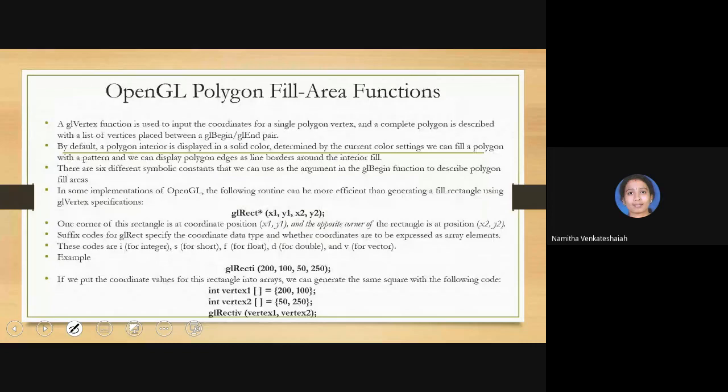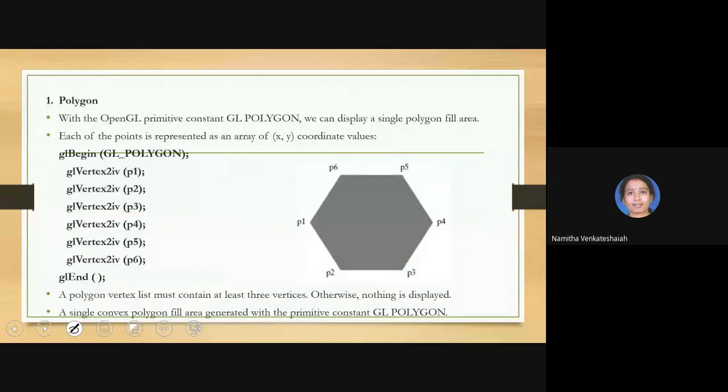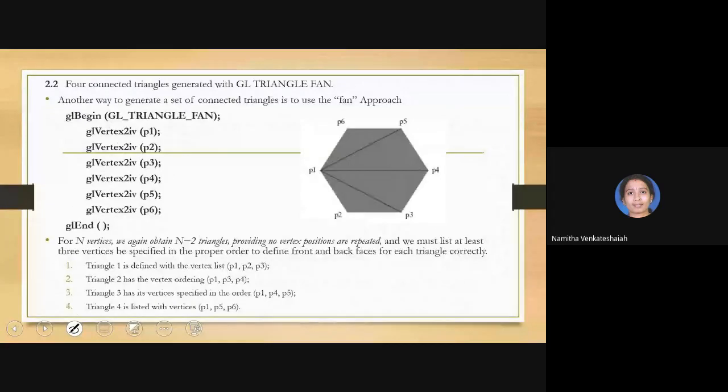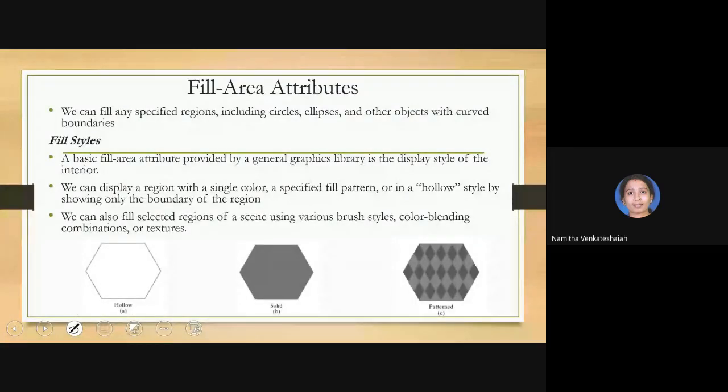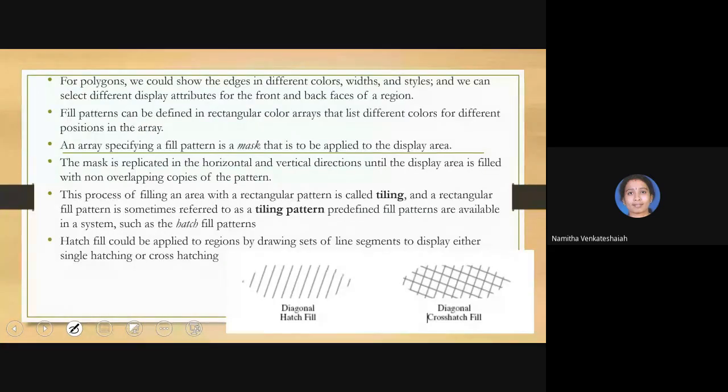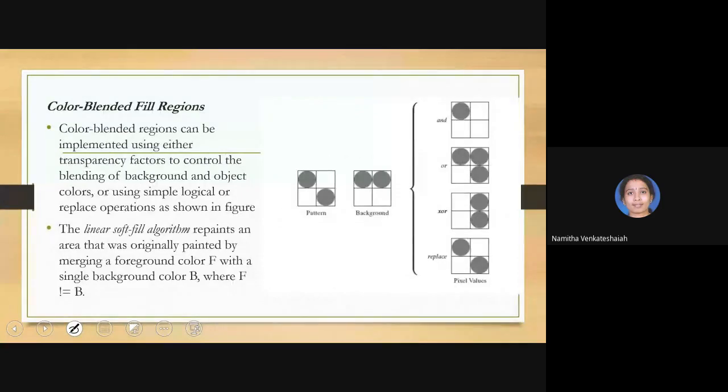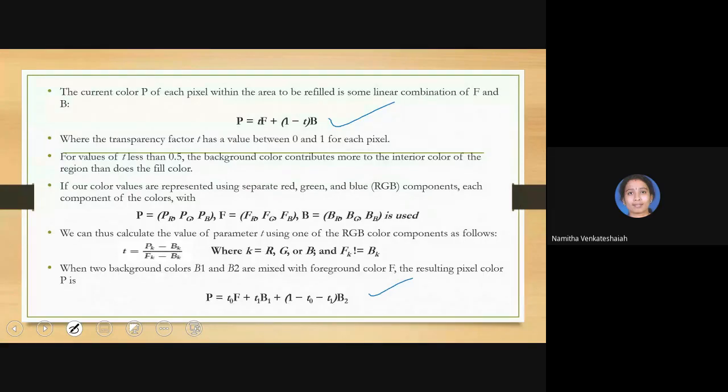Then we looked at fill area OpenGL polygons like polygon, triangles, triangle strip, triangle fan, quad strip, and all those things. We also came to know we can fill area attributes using hollow fill, solid fill, pattern fill, hatch fill, or cross hatch fill. We also discussed color blending depending on the pattern, that is foreground and background, using AND, OR, XOR, and replace operations. And we came across two equations: when merging foreground with background for a pixel, and when you have two backgrounds. These were covered in today's class.